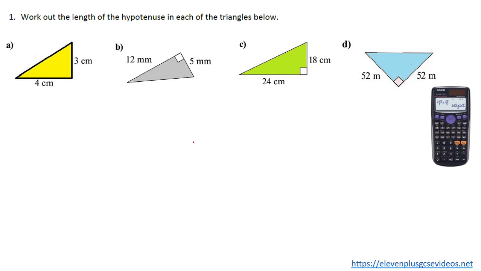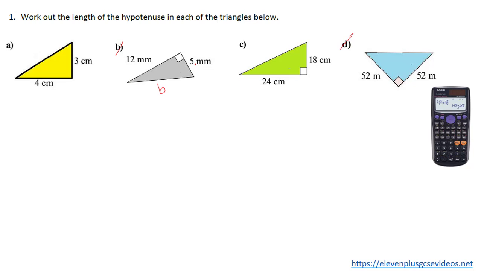So I'm just going to pick two questions for you. I'm going to pick question B and question D. They ask you to work out the length of the hypotenuse in each of these triangles. The hypotenuse will always be the longest side. So if I call this one B, let me just call that one B, this hypotenuse here.